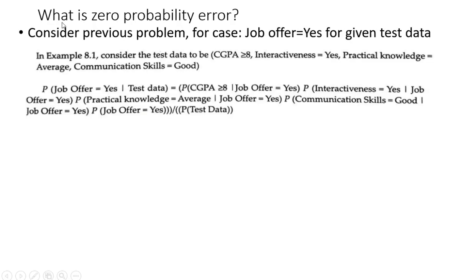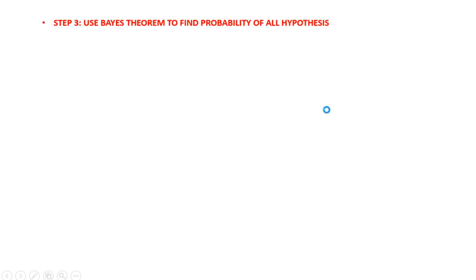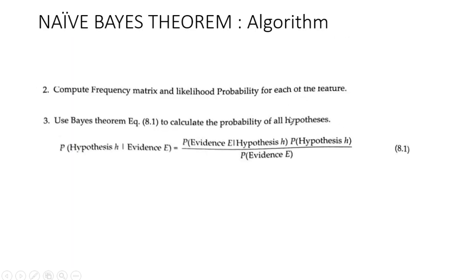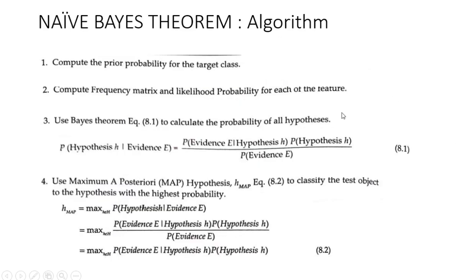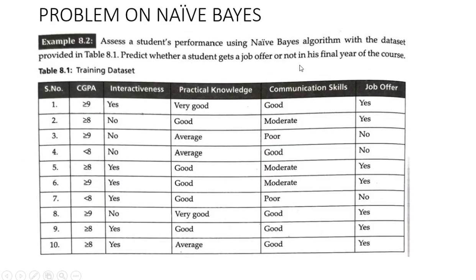For the previous problem, this is the test data given. So what was the previous problem? I'll just go back to that. In the previous problem, this is the training data set which is given. I have a training data set where I'm supposed to predict whether the student is going to get the job offer or not. And we did see how we can apply the Naive Bayes theorem.